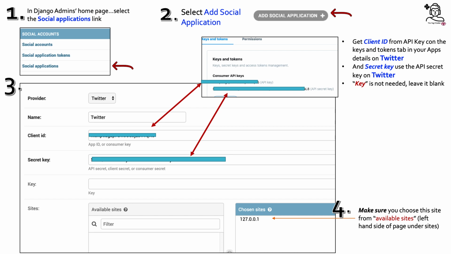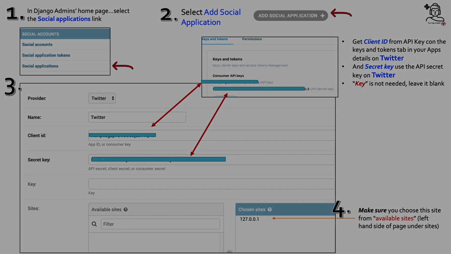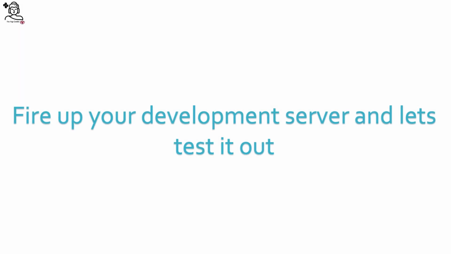The consumer API key, you will take that and copy and paste that into the client ID field. The API secret key on Twitter, you will input into the secret key in Django. I drew some arrows there to help keep it straight. Key you don't need, so you can leave that blank right here. But the last thing you need is to make sure you choose the site from available sites. The one we just created for example.com is going to come up as 127.0.0.1. If you haven't done this before, it'll be the only one. Take that from the available sites, click it into the chosen sites, and then click save.